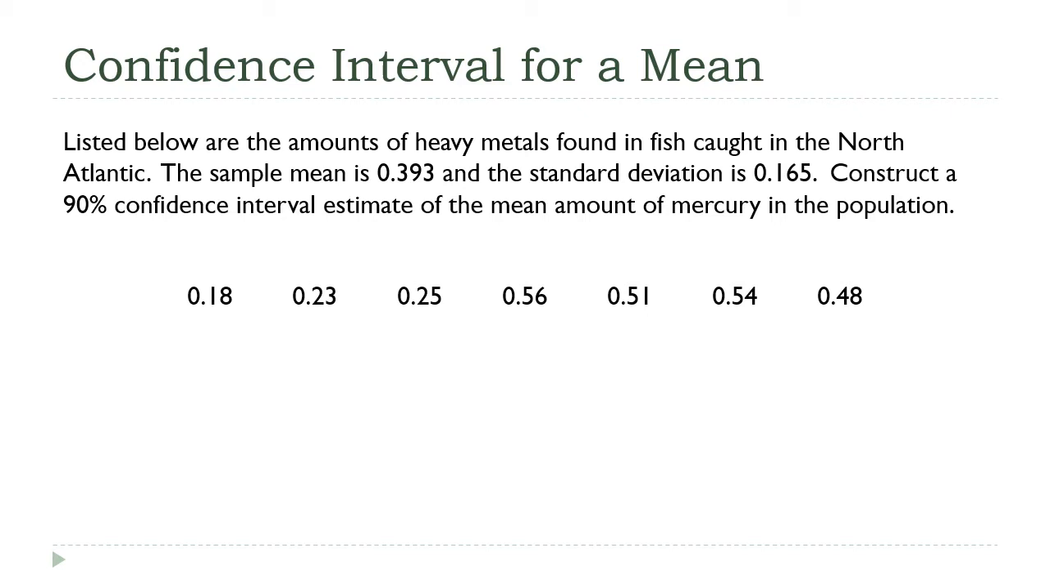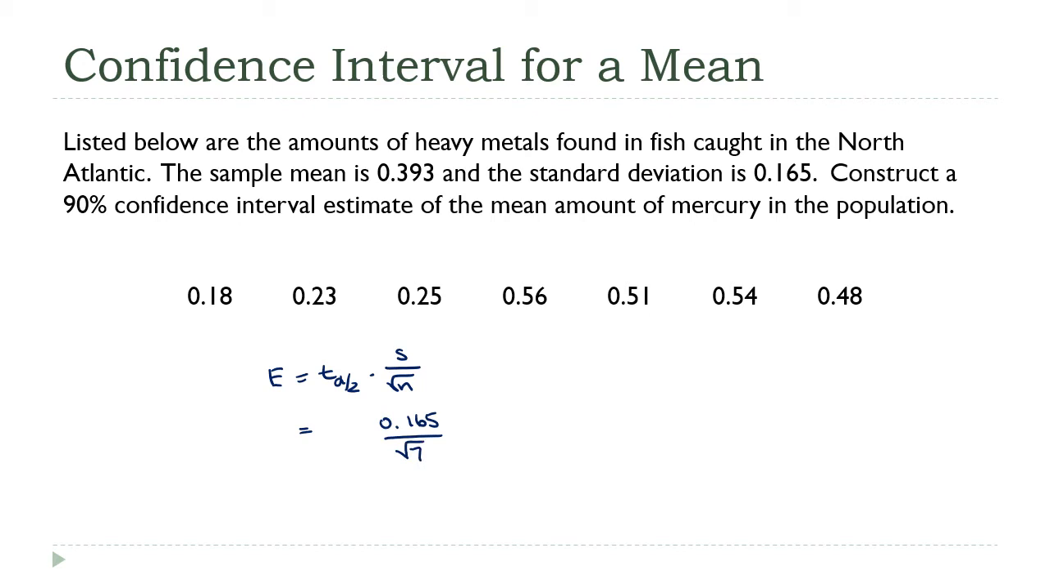Right? So what do we need to know? Well, we know our formula. Our formula says the margin of error is equal to the t-score times the sample standard deviation divided by the square root of the sample size. And let's see, I know a bunch of this already. I know that the sample standard deviation is 0.165, and the sample size is 7. So I'll have the square root of 7 down here.